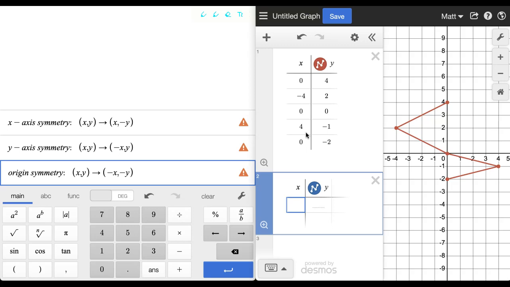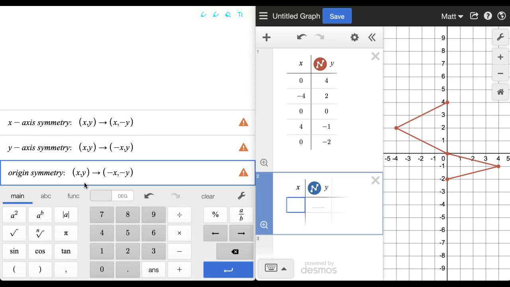Hi, Mr. Lee here. Alright, this is number 4 on your final review sheet. Directions are complete the graph with origin symmetry. These are the main notes to test for the 3 types of symmetry: x-axis, y-axis, origin. So this problem is asking specifically for origin symmetry.